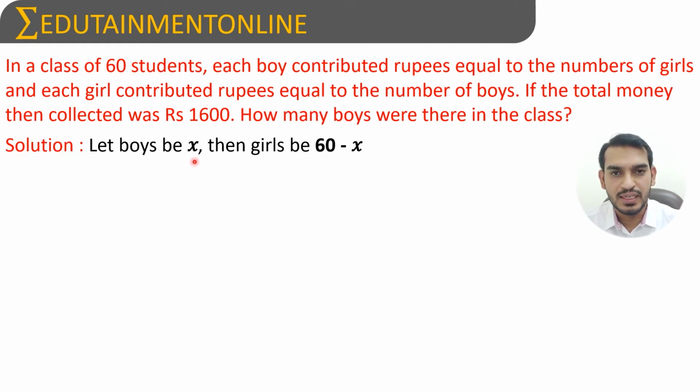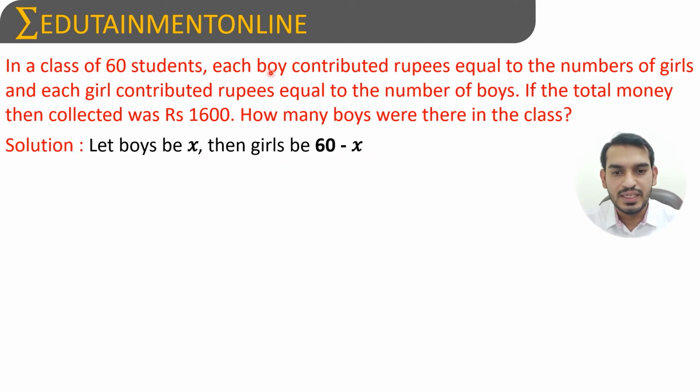So the boys is x. If the boys are 10, then girls will be 50. If the boys are 20, then girls will be 60 minus 20, that is 40. If the boys are 30, the girls will be 60 minus 30, which is equal to 30. So the boys is x now and the girls will be 60 minus x.